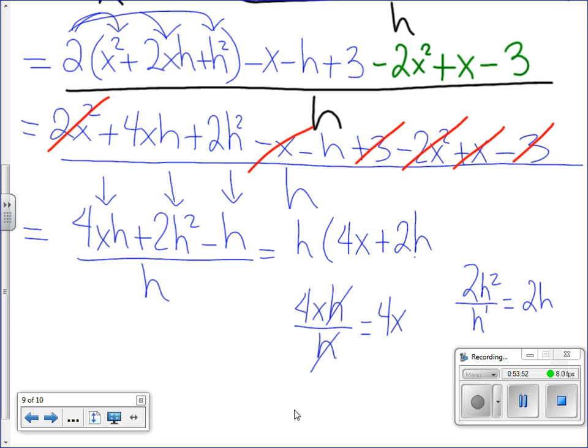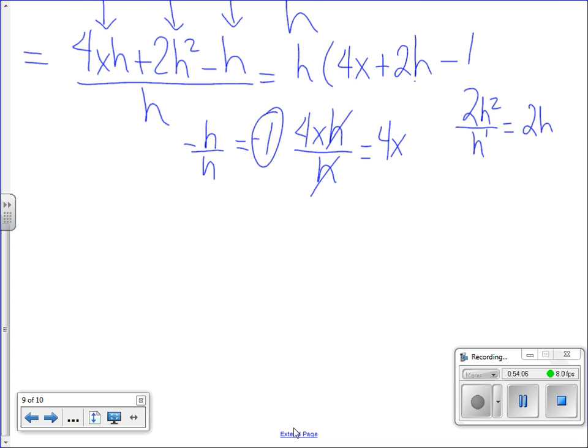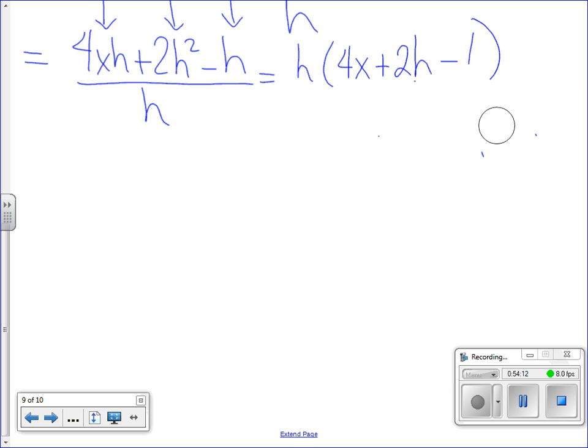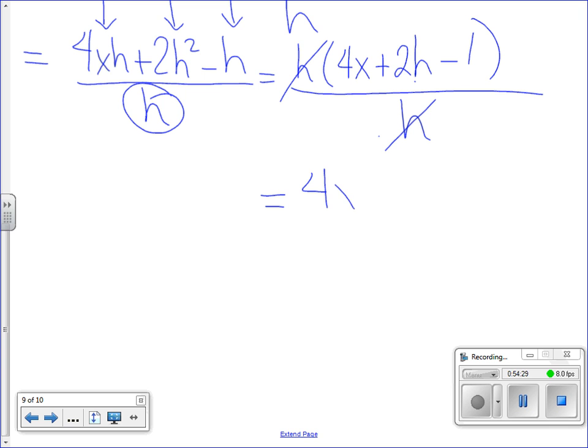How about the last one? We have negative h and we factor out an h, so that will be what? Negative 1. We're dividing. So minus 1. Okay, I'm going to erase this. And let's not forget that everything is being divided by h. Now, the whole reason for that was that I wanted to divide or cancel this here. So h divided by h, that gives me a 1. So my final answer will be 4x plus 2h minus 1.